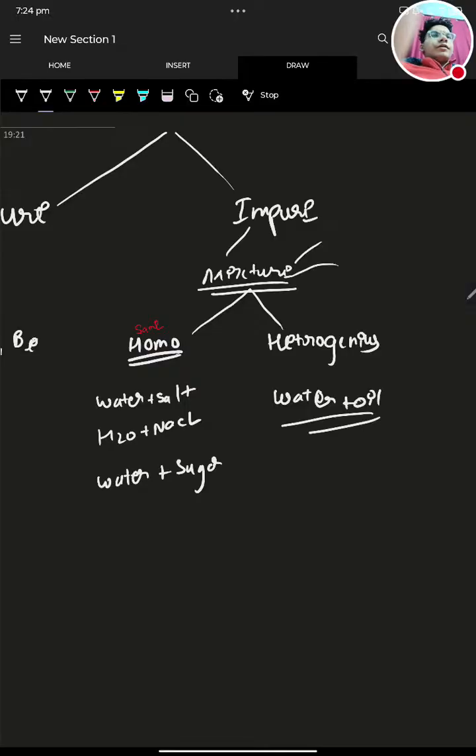And mixture, this is also a CDS PYQ. There was an option like sugar. So sugar is a mixture because it is made from sugarcane juice, crystallizing it and adding some chemical. So yeah.